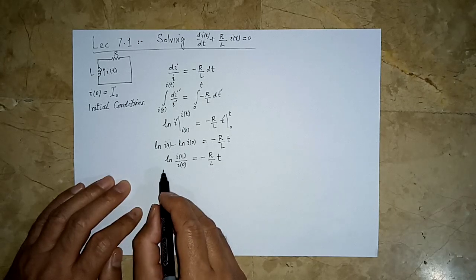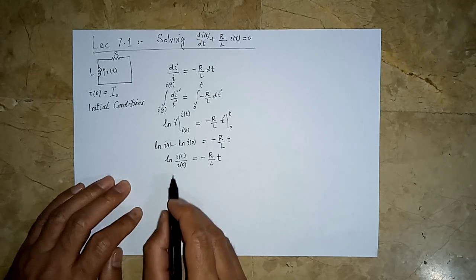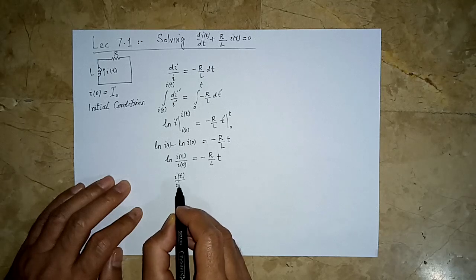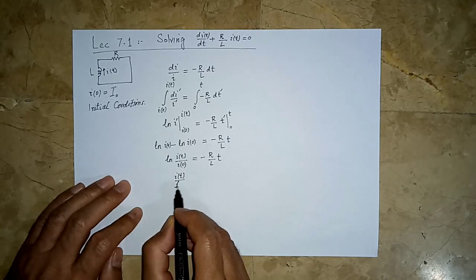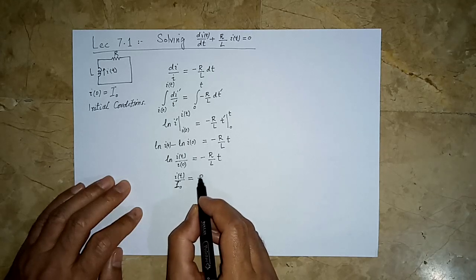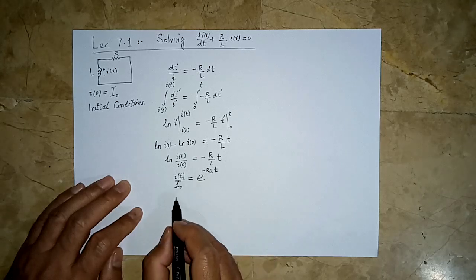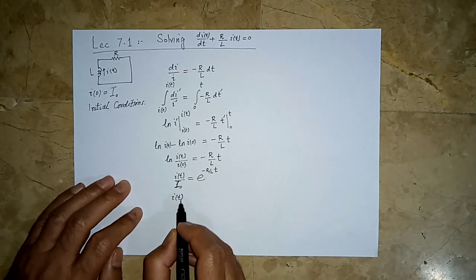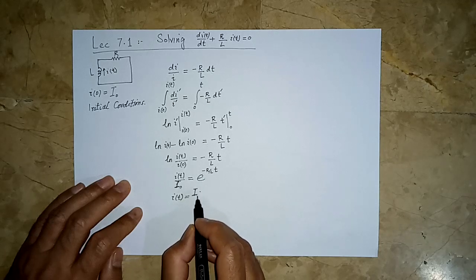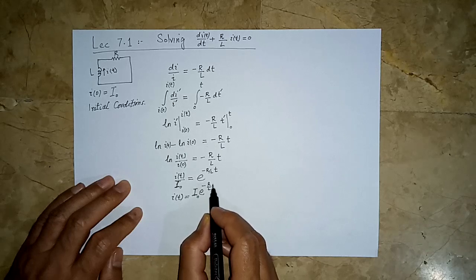We are going to get on this side, e being the base of this logarithm is going to cancel things out, and we are going to be left with I over I0, and this I0 is basically I naught. Let me replace it with that. I is equal to I naught e raised to the power minus r over L t.